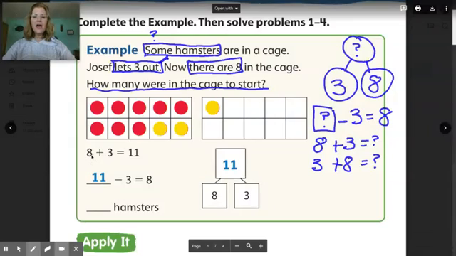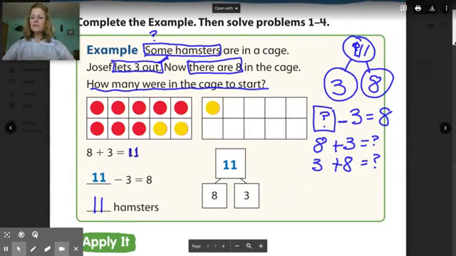So let's see. We know that there were 8 left, so they drew the 8. And then we have to add the 3 back because those are the 3 that got away. So now we have 11. 8 plus 3 is 11. 11 minus 3 is 8. 8 plus 3, 3 plus 8 is 11. So there were 11 hamsters in the beginning. Nice job.